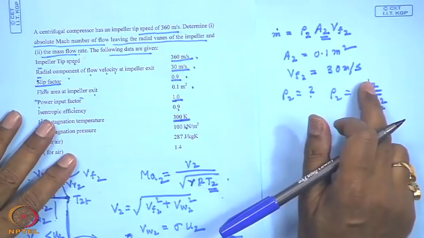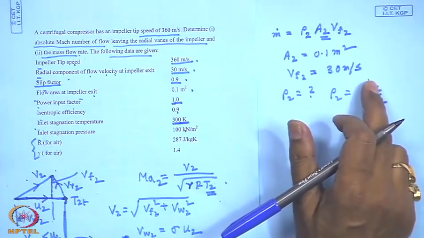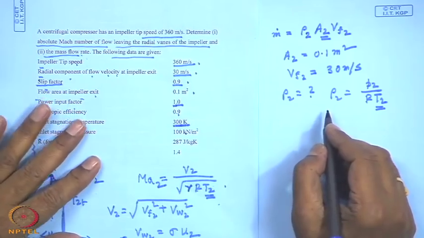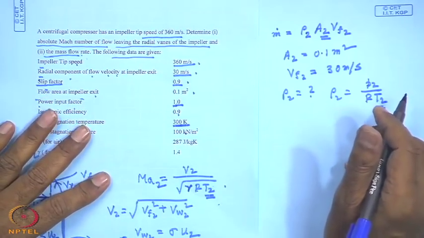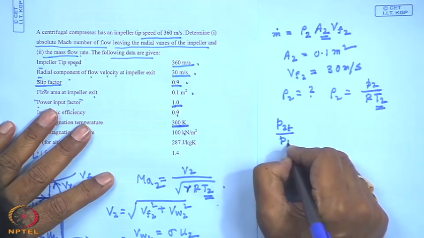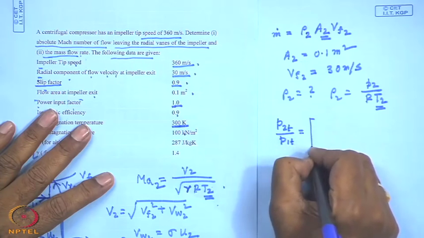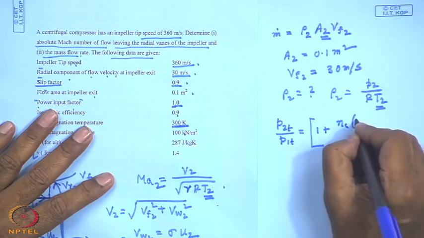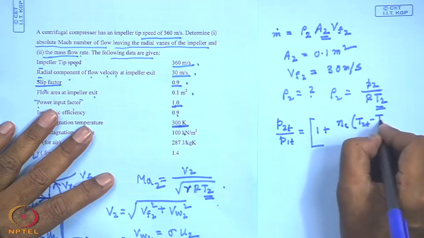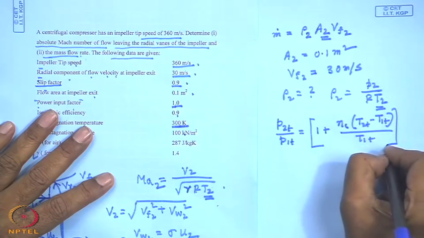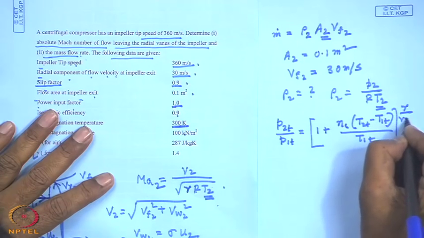How to calculate P2? Before calculating P2, you have to calculate the stagnation pressure. Then if you calculate the stagnation pressure, you can calculate the static pressure. So how to calculate the stagnation pressure? You can calculate P2T from P1T, from this earlier formula: 1 plus eta C into (T2T minus T1T) divided by T1T, to the power gamma by gamma minus 1.